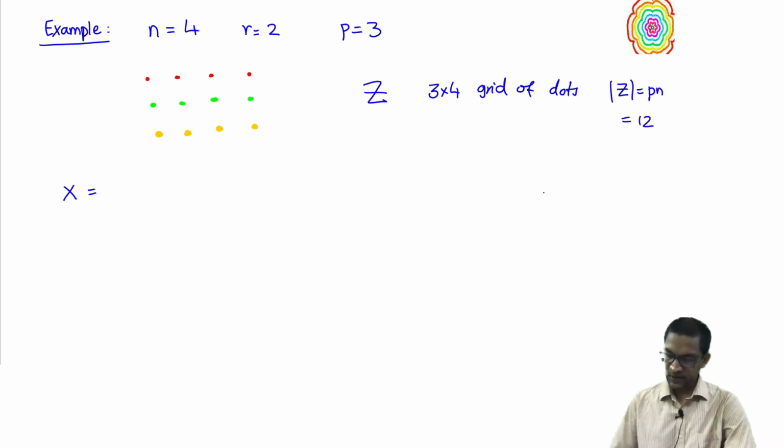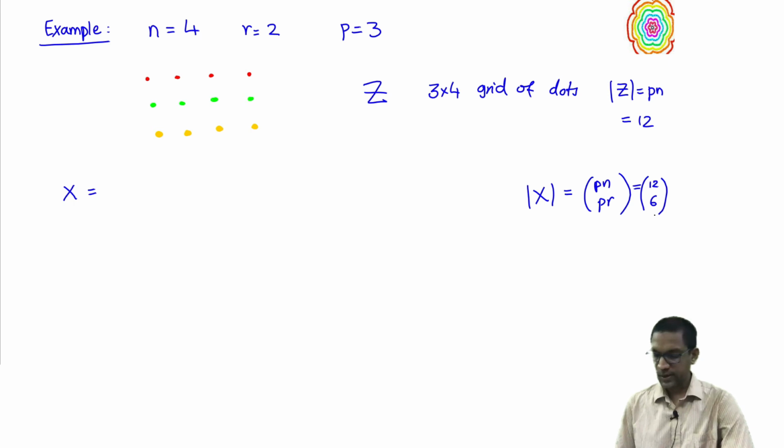The set X that I'm interested in constructing should have cardinality Pn choose Pr, which is the number of ways of choosing Pr objects out of Pn objects. So this is the number of ways of choosing 6 objects out of 12 objects, so 6 dots out of these 12 dots. I'm going to think of all these 12 dots as being distinguishable objects here. I just colored them with 3 colors to say these are the 3 rows, that's it.